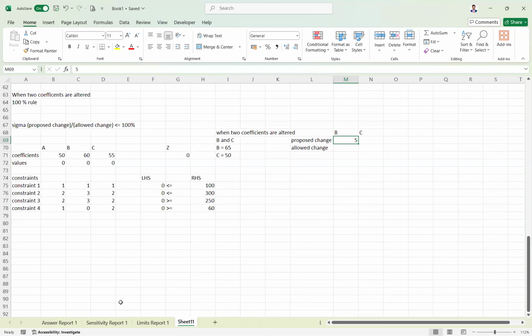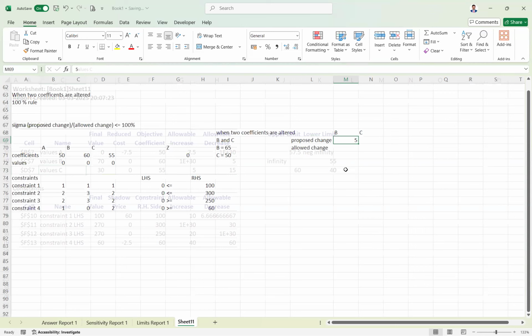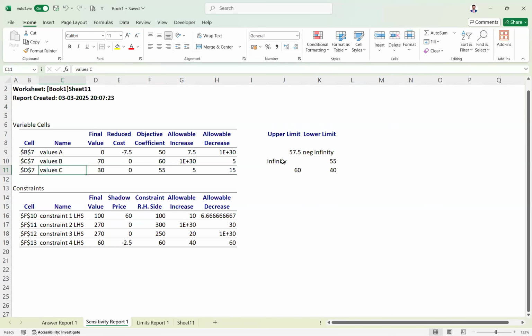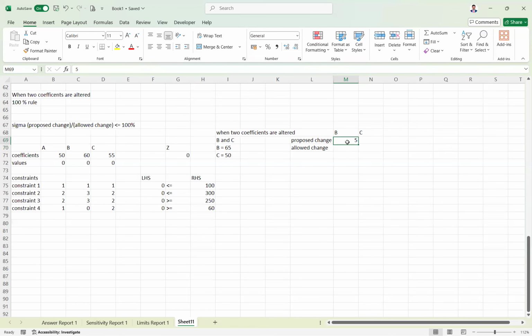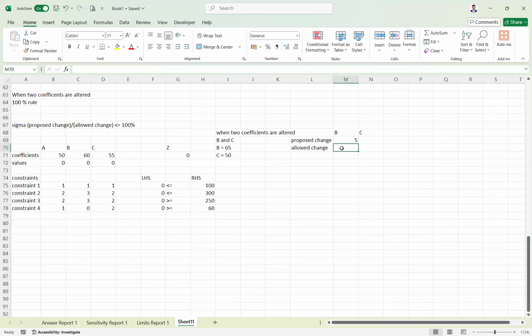Go back to the sensitivity report. For B, the upper limit is infinity. So how much is the allowed change? Infinity is the allowed change. Why am I checking only the upper limit? Because here I am increasing it in a positive way, so I will check it on the increase side. The increasing value is allowable. This is the units, not the boundary. So this allowed change is the units, not the boundary. So how much is allowed? Infinity is allowed.